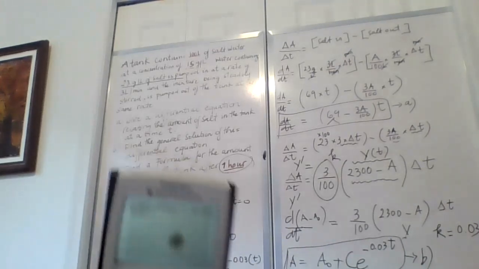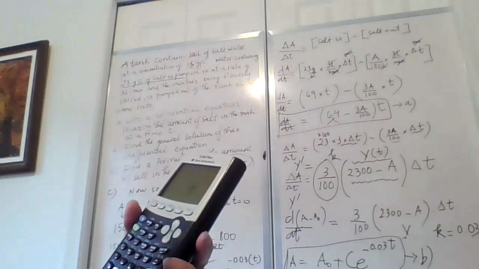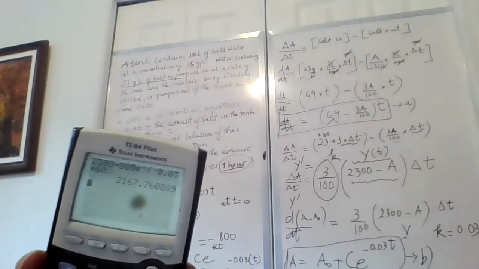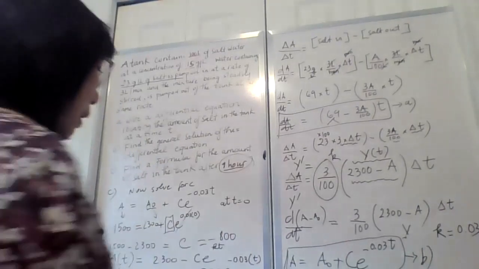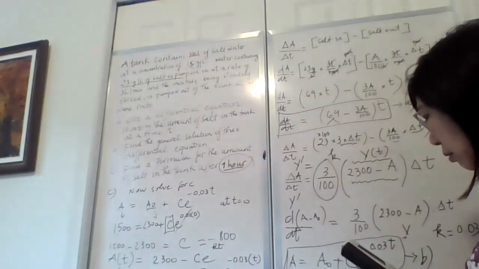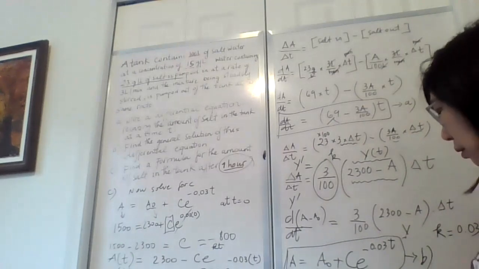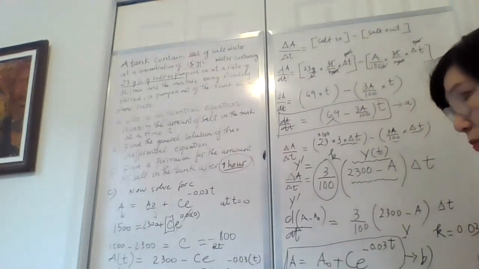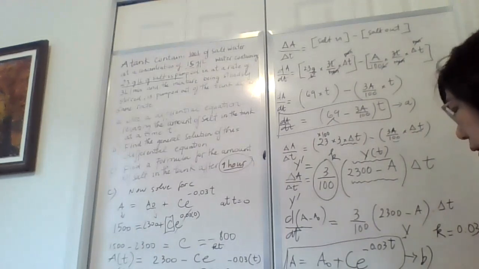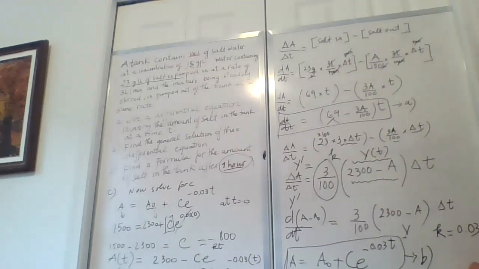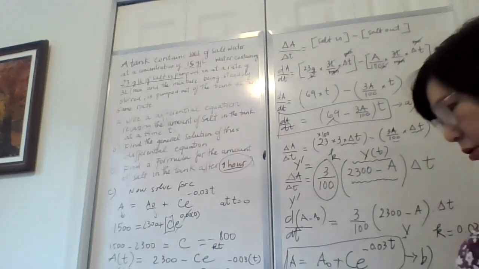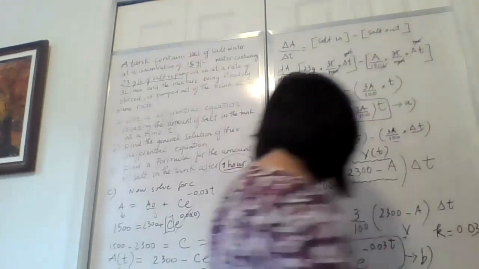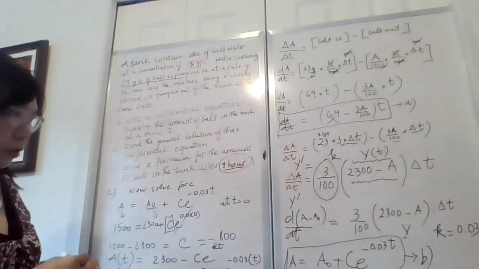Okay, so this is what I got from my calculator, right? I'm gonna enter it. Got 2,167. So the amount that came out is 2,167.76. So let's round up to 2,168 grams of sun came out. So that's our answer for C. After 1 hour, we get approximately 2,168 grams of sun came out.